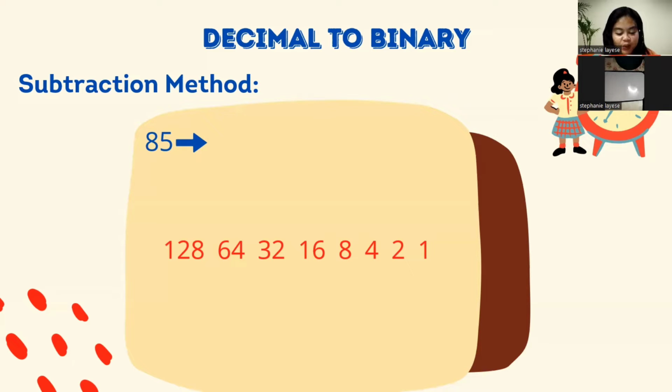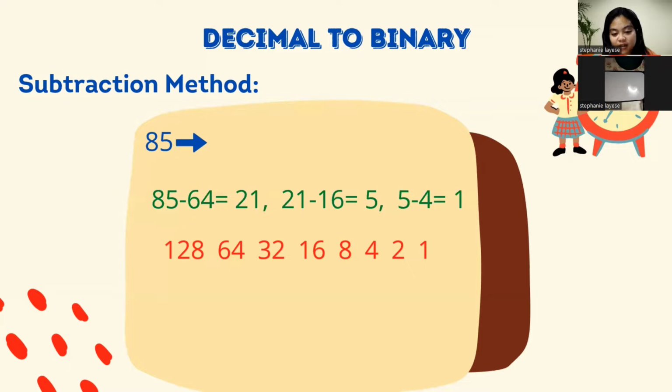And then, why did I stop at 128? Because we are only looking for the highest number next to 85, and the value of 128 already exceeds that. So, since 128 already exceeds 85, we will choose 64. Now that we chose 64, we're gonna subtract 64 from 85. So 85 minus 64, we will get 21. And again, we will look for the highest number before 21. So we cannot use 32 because it exceeds the value of 21. So we will have 16.